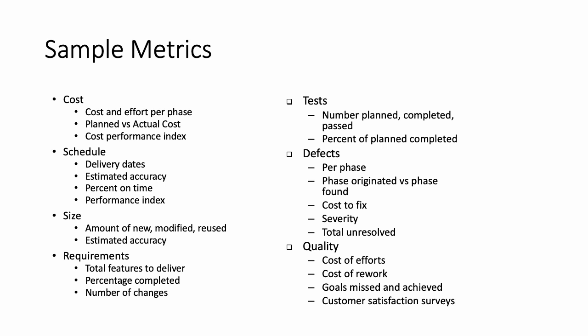So here's some samples that you might just want to think about. They obviously don't apply to everything, but when you think about cost, plan versus actual, you can look at schedule, delivery dates, your percentage of how often are you on time, size we already talked about, the requirements, the total features that you're going to be delivering, the number of changes that you have to deal with. That's something that will come up when we talk about architecture.